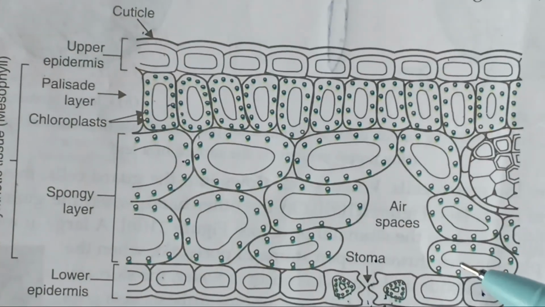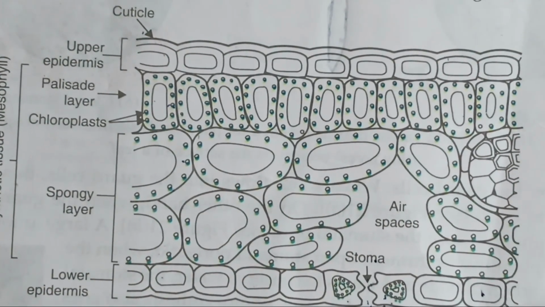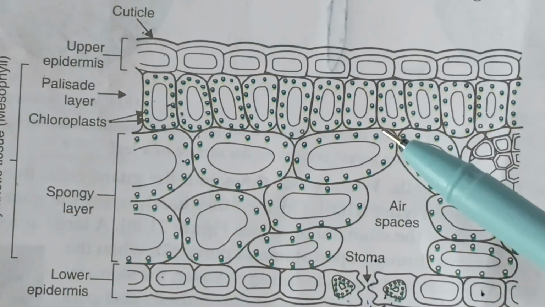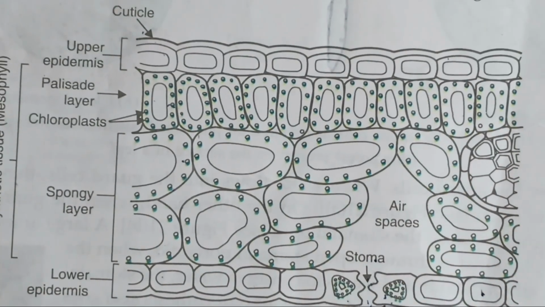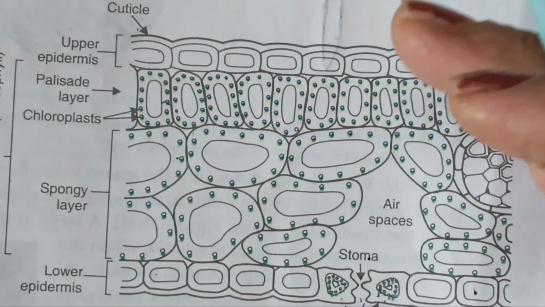Okay, and there is a thin waxy protective layer, the cuticle, above and below the leaf, which helps to reduce the loss of water from the leaf because it is shiny and it is waxy.